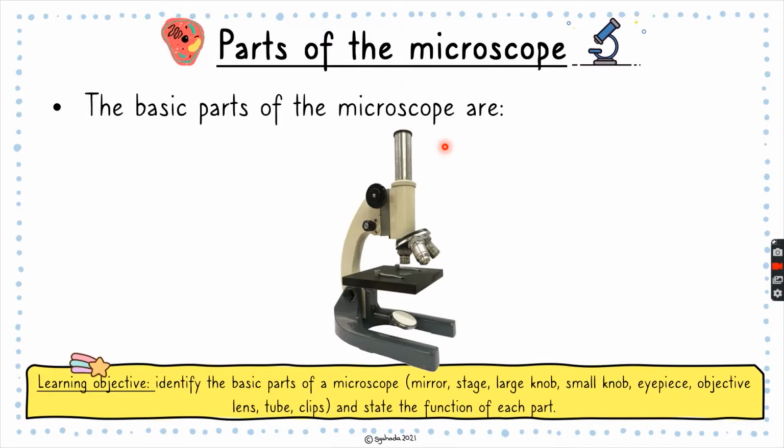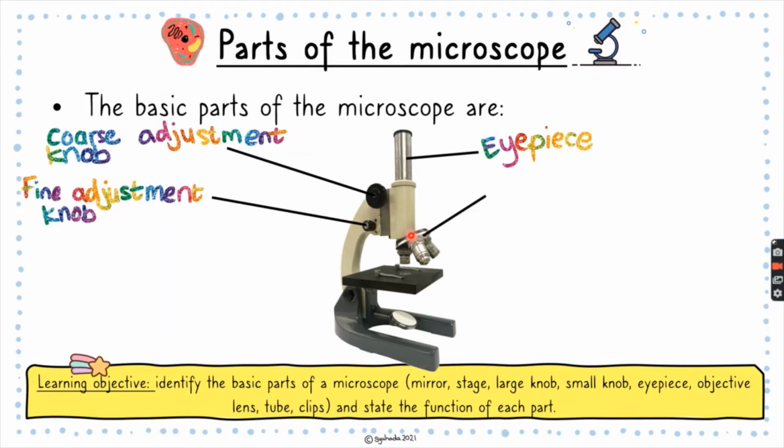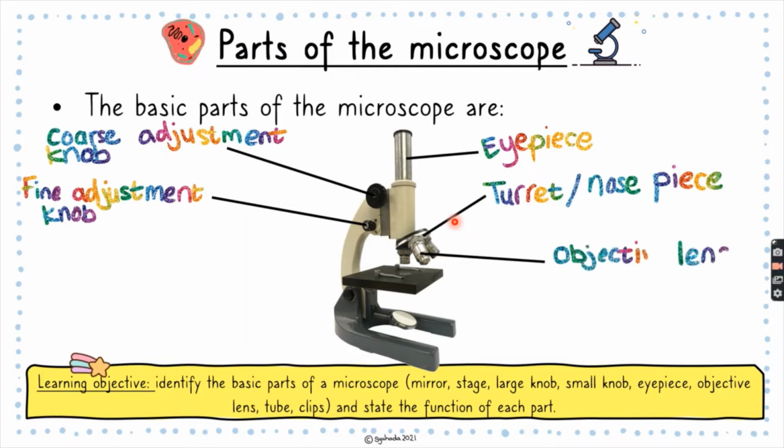We actually learned how to use this, and we learned the names of the parts of the microscope as well. So let's try to recall what this part right here is. This is called the eyepiece. Over here, this is what we call the coarse adjustment knob. Right here is called the fine adjustment knob. It's much smaller. And this part right here that holds the lenses is called the turret or the nose piece. And we have the objective lenses right here. There are 3 different magnifications that we can use. And right there, that is called the stage.